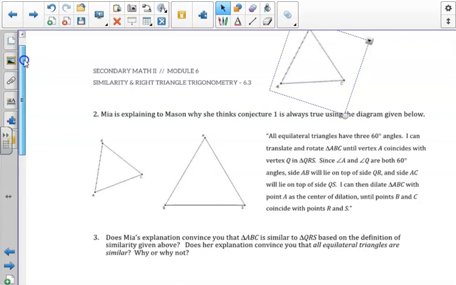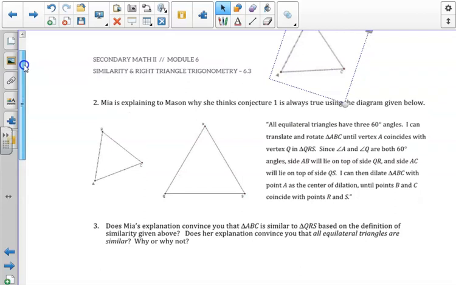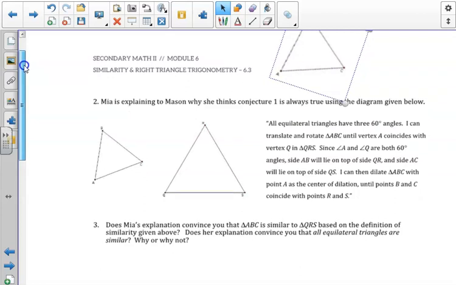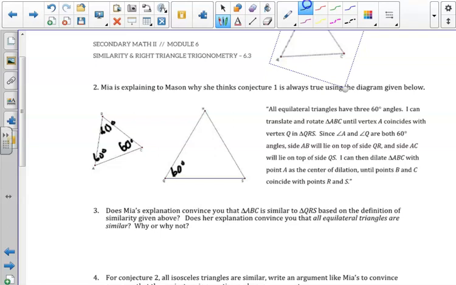In part 2, Mia is explaining to Mason why she thinks Conjecture 1 is always true. Remember, Conjecture 1 states that all equilateral triangles are similar. Analyzing Mia's thinking, we can see that she knows that in an equilateral triangle, all the angles are 60 degrees. Therefore, in my diagram, each of these angles would be 60 degrees. That is by definition of an equilateral triangle. If all the sides are congruent, all the angles must be 60 degrees.